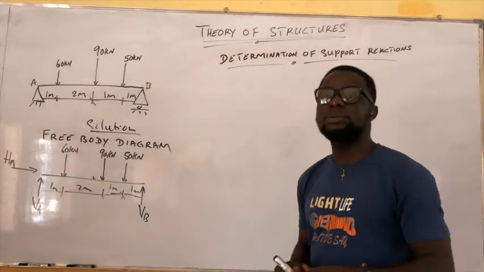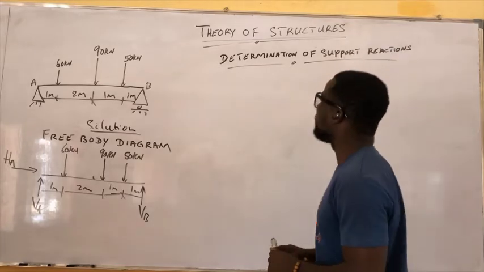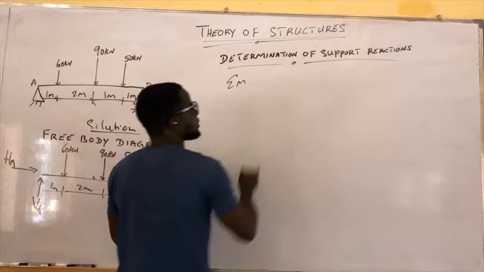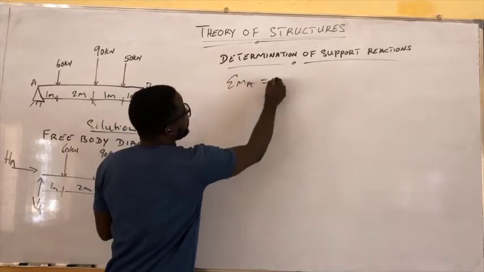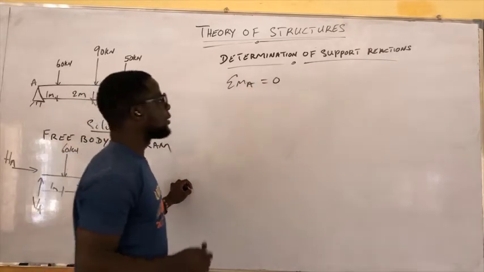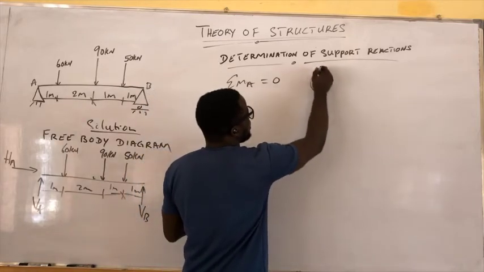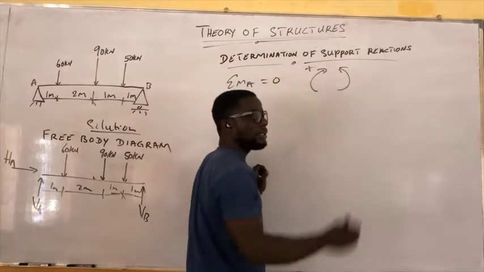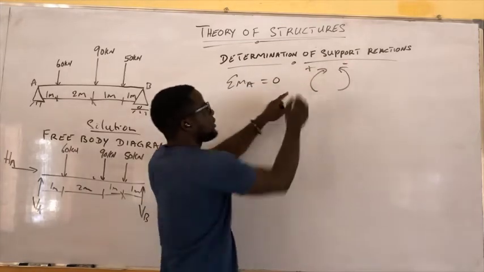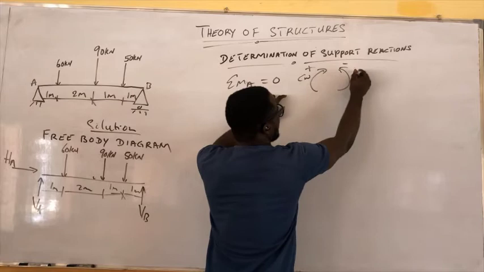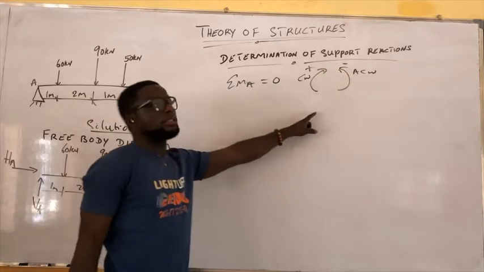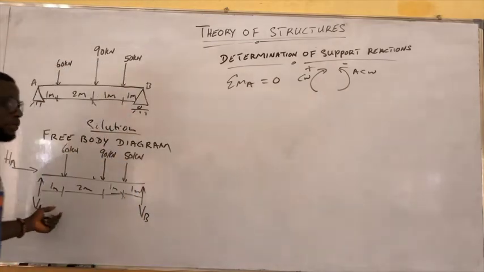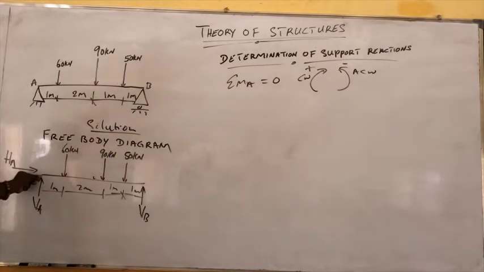First, I'm going to begin with the summation of moments. I'm taking the summation of moments at A equals 0. I'm going to use the sign convention that clockwise motion is positive and anti-clockwise motion is negative. Looking at the free body diagram, this is my point of reference.